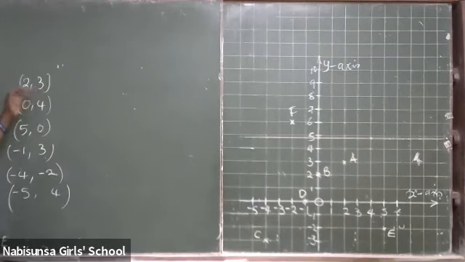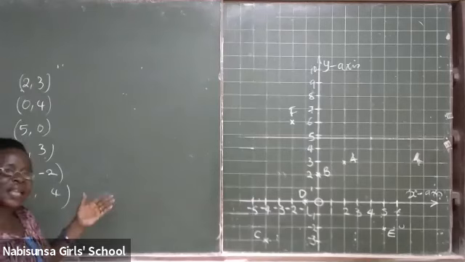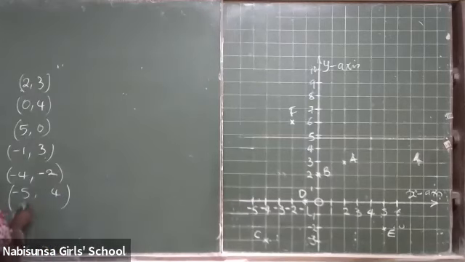When you look at the y, we have 3, 4, 0, 3, negative 2, 4. So the biggest value is positive 4 and the smallest is negative 2. You are making equal spaces on both axes, but the smallest and the biggest must be catered for. So the x-axis can run from negative 5 to positive 5 or negative 6 to positive 6, and the y from maybe negative 3 to positive 5, because the smallest is negative 2 and the biggest is positive 4.